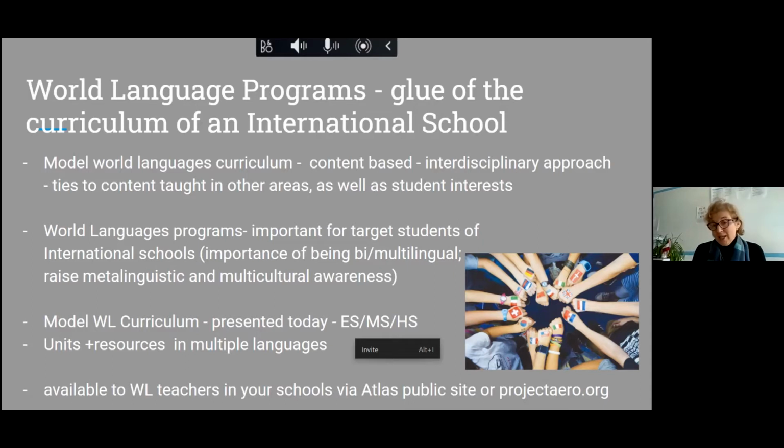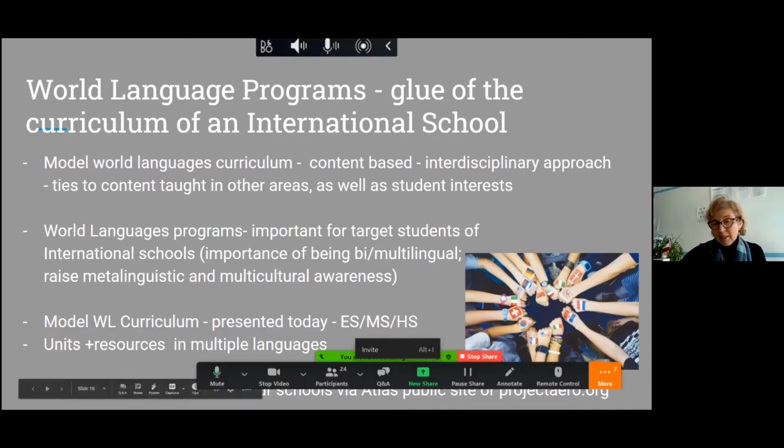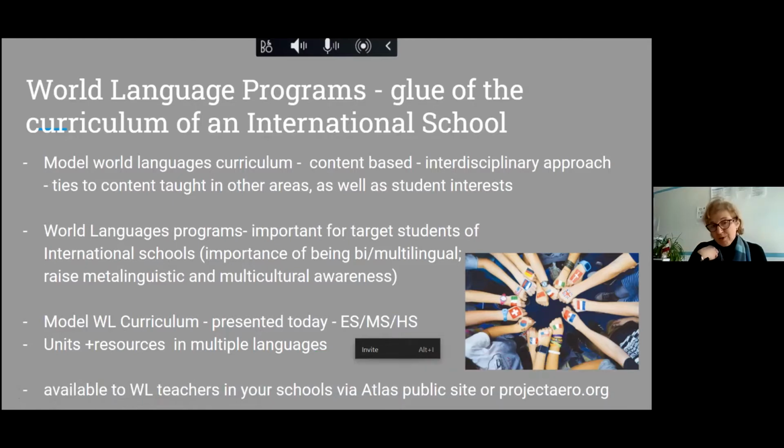So in the sessions that follow, we are going to present in detail examples of units and grade level questions from the elementary section, middle school section, and high school section. A session today is dedicated to each of those sections. And we will also share assessments and resources in multiple languages.